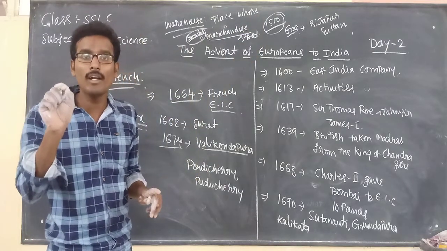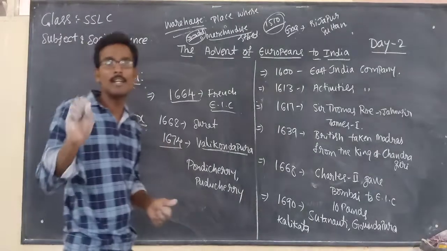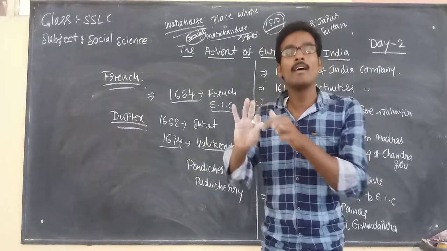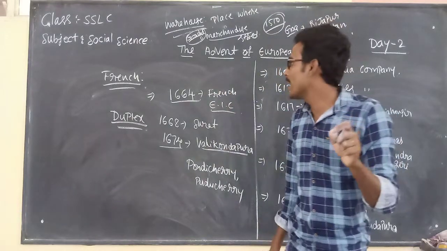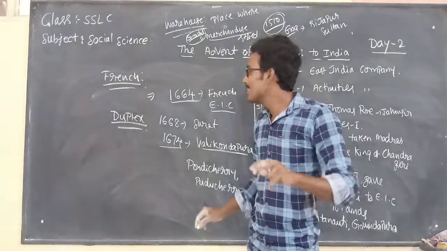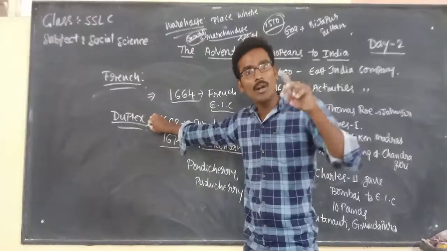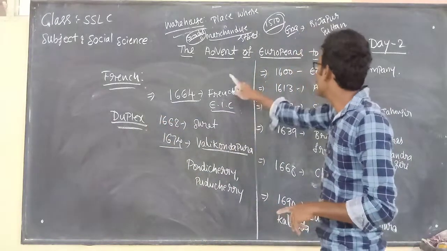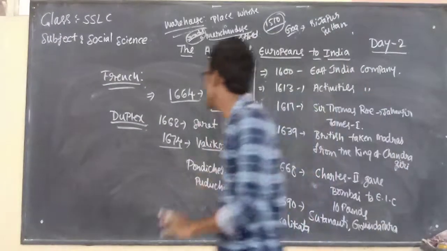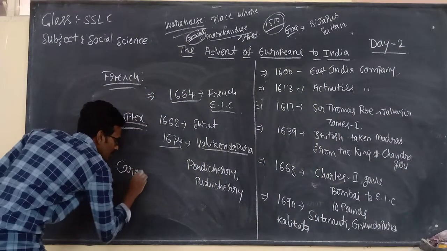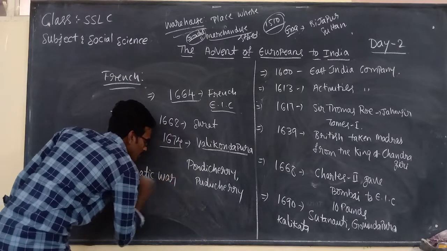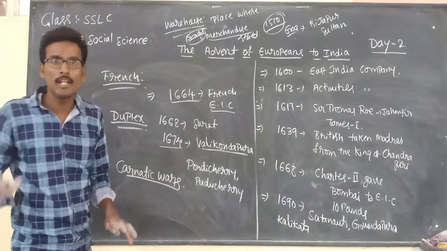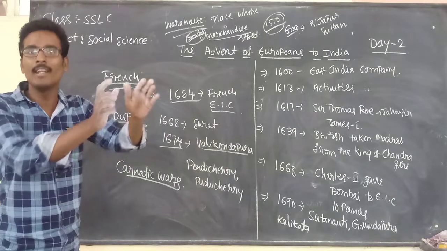The important trade centers of the French in India are Pondicherry, Mahé, Karaikal and other trade centers also captured by the French. The intention of Dupleix as governor general led to the major conflicts between the Britishers and French, which led to the Carnatic Wars. The information related to the Carnatic Wars we will discuss in the next class.